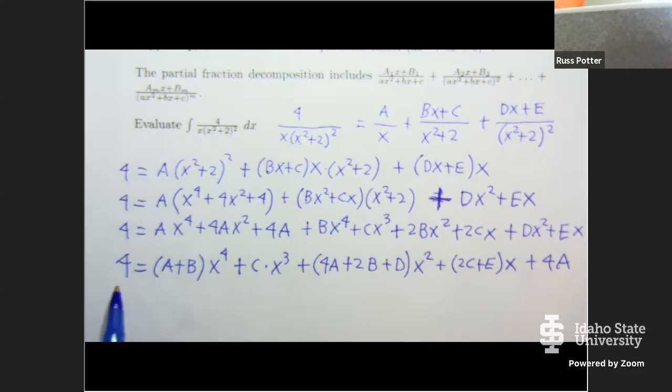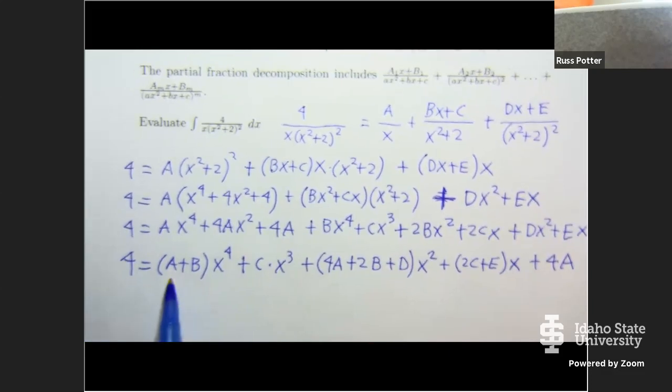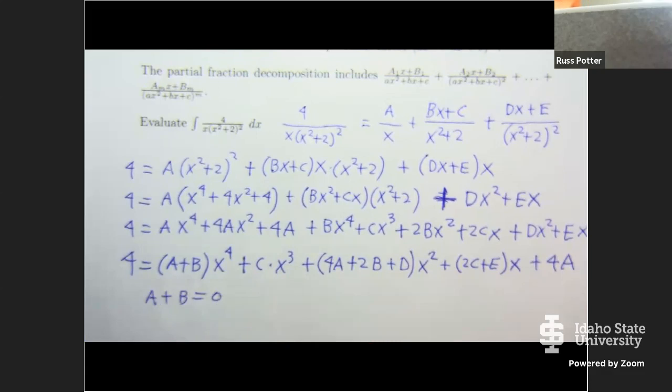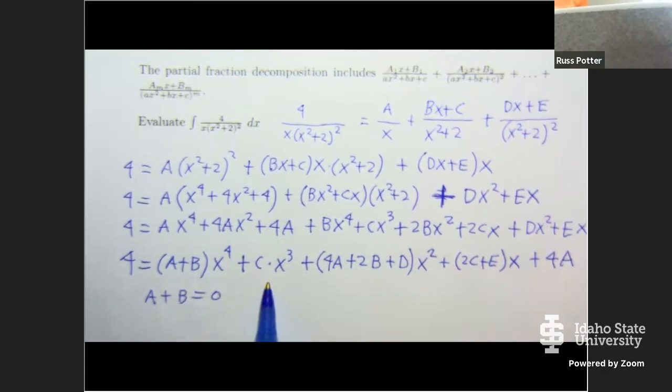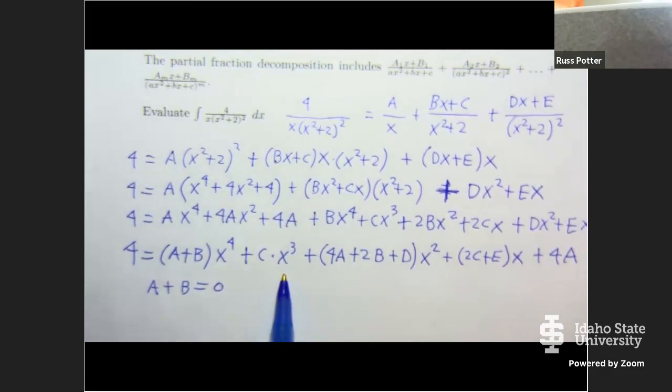Since the left-hand side does not have an x to the fourth term, it must mean that the coefficient a plus b is 0. The left-hand side does not have an x to the third term, and there's only one x to the third term here, so this means c is 0.